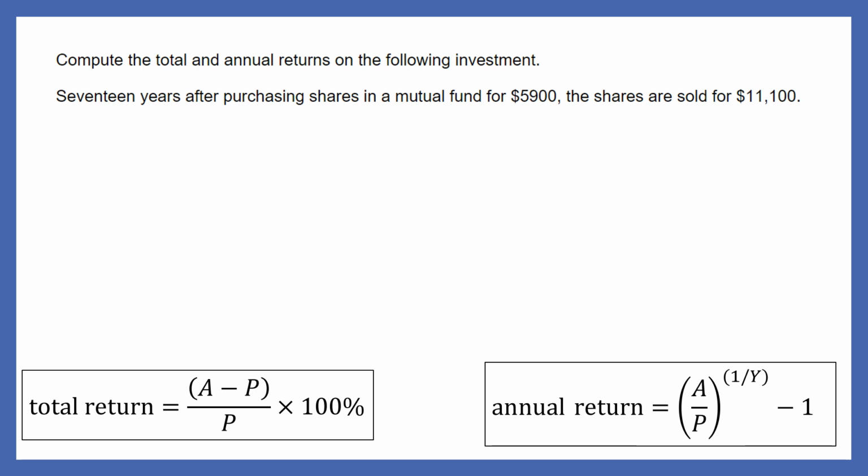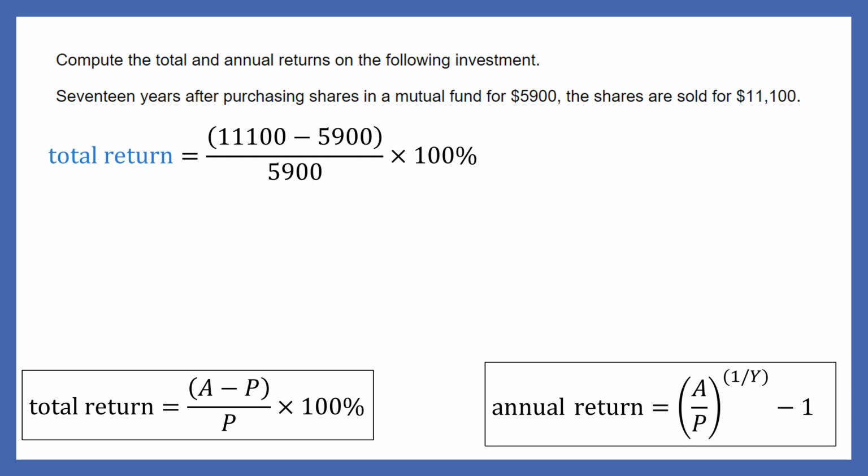17 years after purchasing shares in a mutual fund for $5,900, the shares are sold for $11,100. So that's a profit. But we don't want to just say we made money. We want to say, was it a good investment? What was our return rate in both our total return and our annual return? So let's start with the total return.